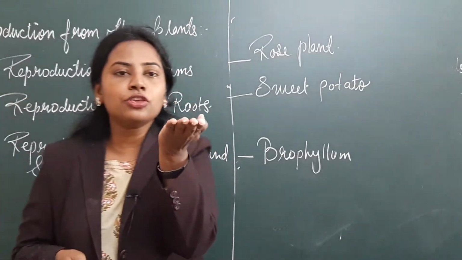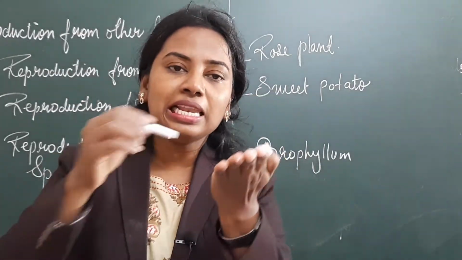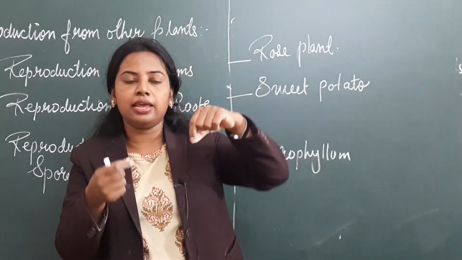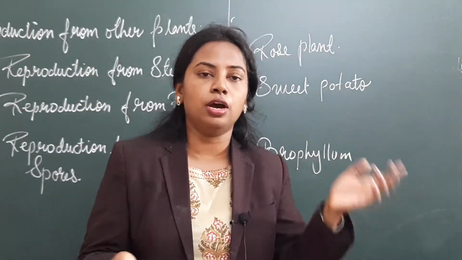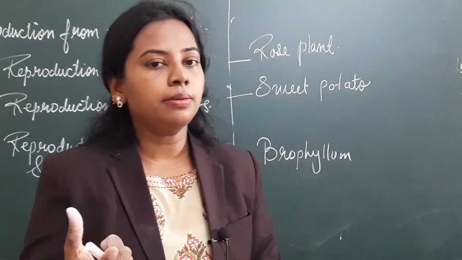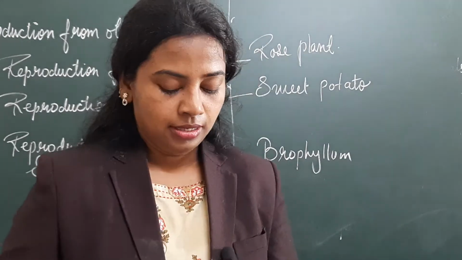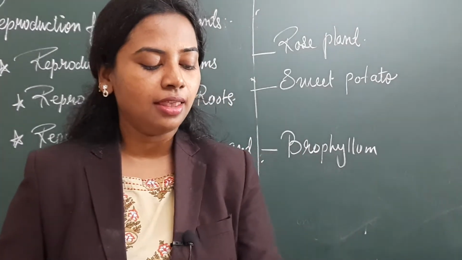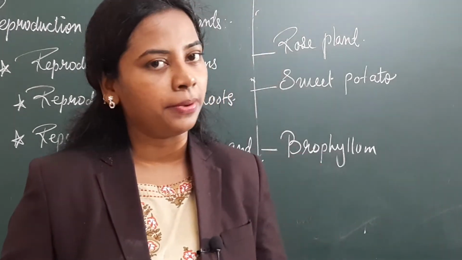Spores means, on a leaf, like the bryophyllum plant, on that leaf some spores are there, some seeds are there. From those leaves they get scattered, they fall down. So from there also another tree grows. These are the examples. So students, here we'll stop, as we have seen the various types of dispersal and reproduction from other parts of a plant.